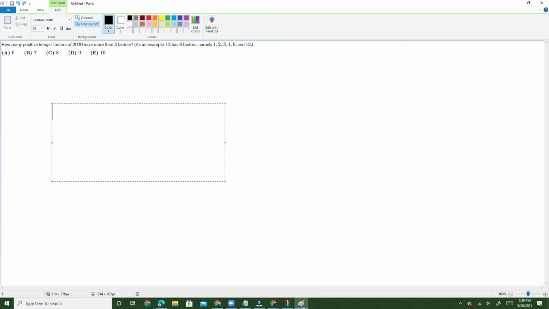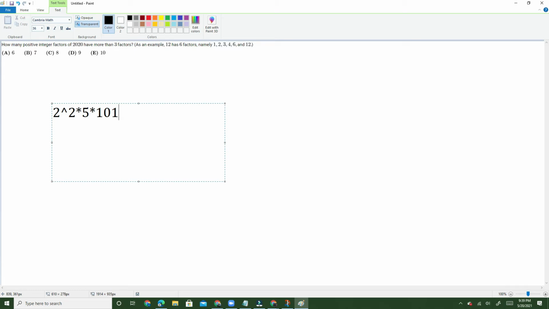So the first step into doing this problem is getting the prime factorization of 2020. And through simple methods of getting the prime factorization, namely factor trees, which are a very simple and effective way, we will get 2 squared times 5 times 101.